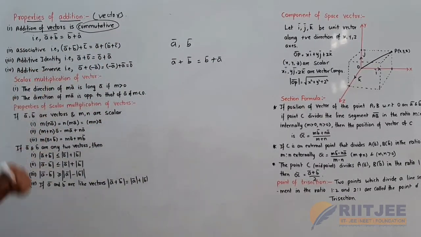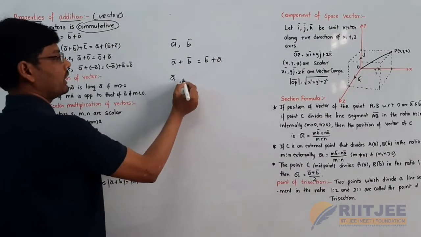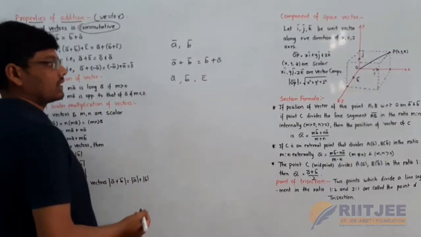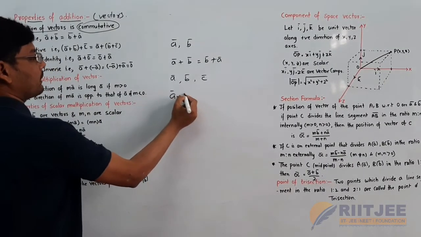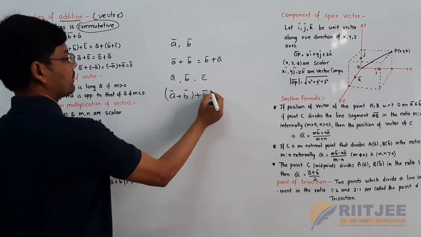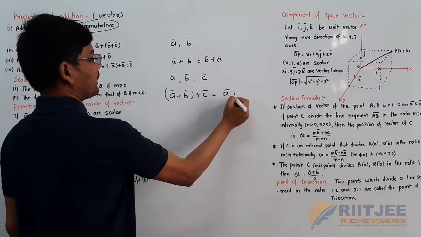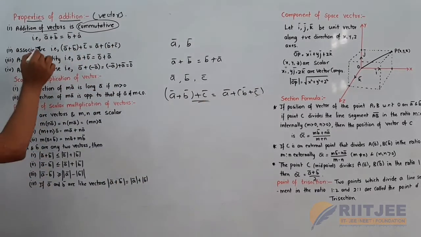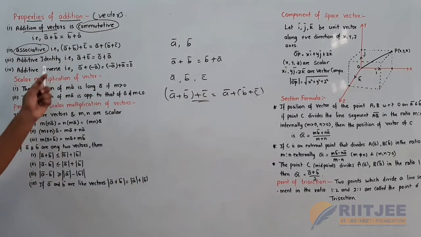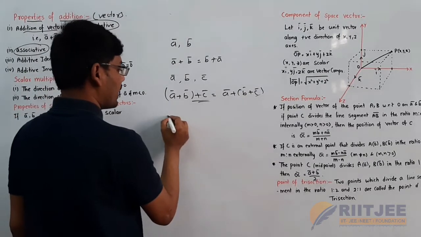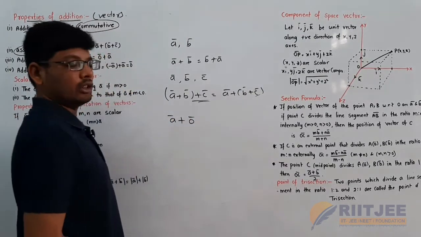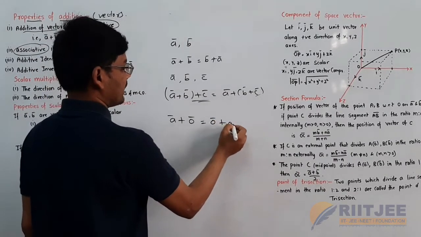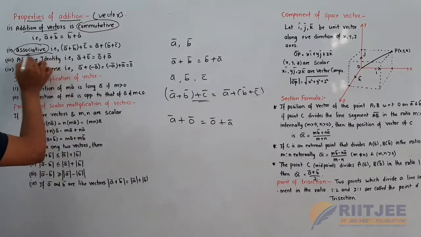And what is the associative law? Let A bar, B bar, C bar be three vectors, then (A bar plus B bar) plus C bar is equal to A bar plus (B bar plus C bar). This is the associative law. And the next one, additive identity: A bar plus 0 bar is equal to 0 bar plus A bar, which is A bar. Then it is the additive identity.